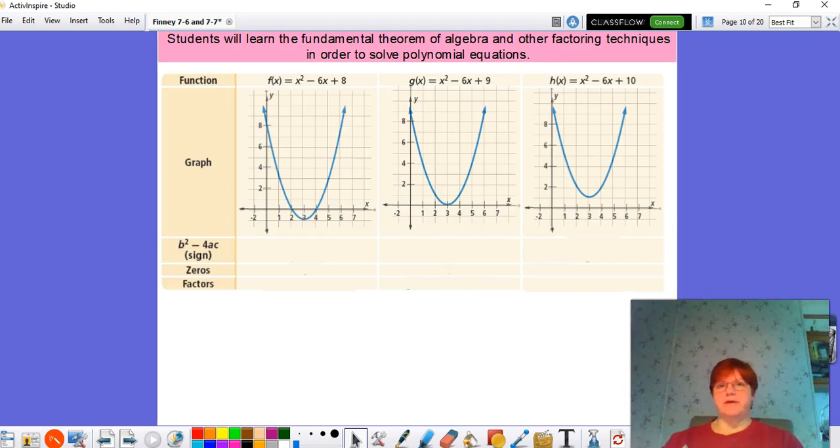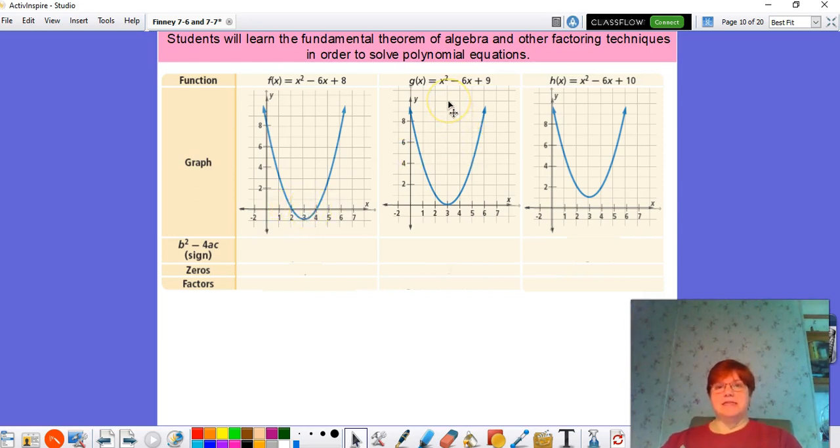Okay, so what we have here are three similar yet different quadratic equations. The first equation is f of x equals x squared minus 6x plus 8. You can see this graph crosses the x-axis in two places, so that tells us we have two real solutions. One of those real solutions is 2, one is 4.